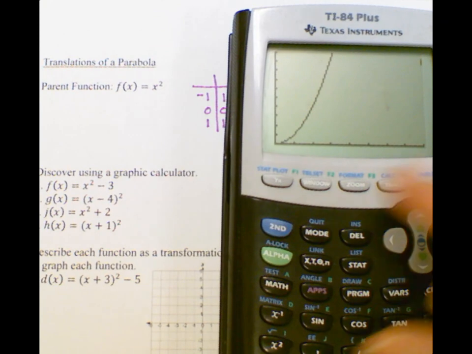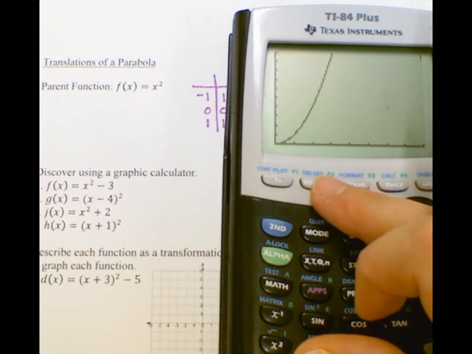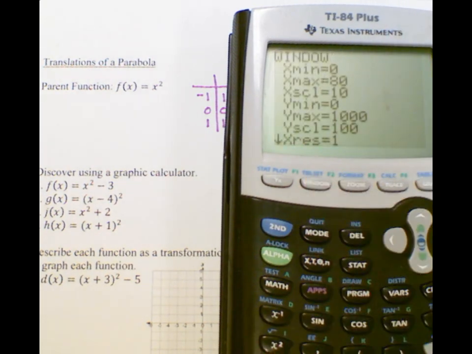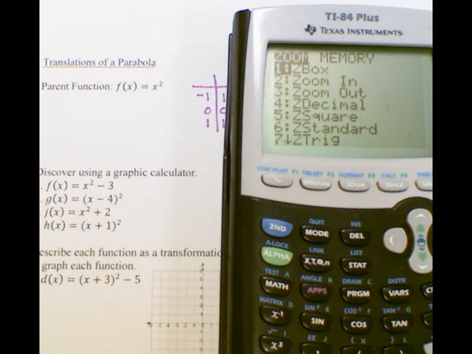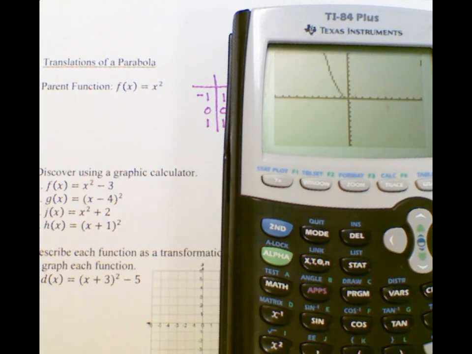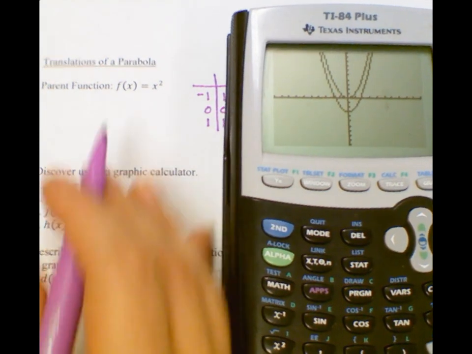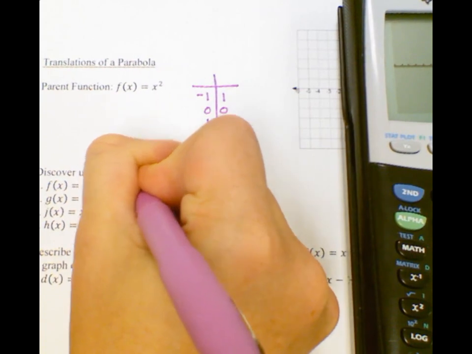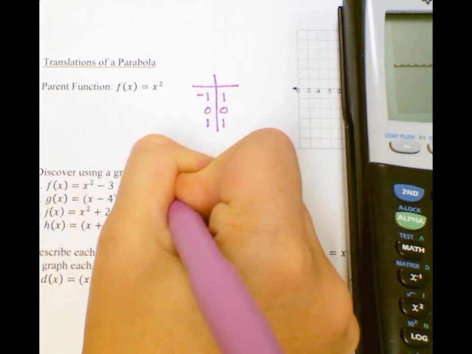Okay, so hold on. I don't have the correct window up. Go to zoom standard. All right, now let's look. There's my first one, there's my second one. So the first one is your parent and the second one is the new one. What do you think it did? Yeah, it just went down 3. That's all it did. Down 3.